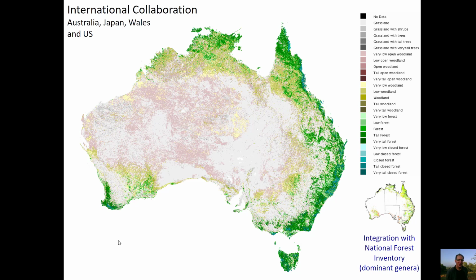It's not all about biomass though, and the nice thing is that we've got these products that are now interchangeable, and you can mash them up into different products. So what you can see here is a map of forest structure across Australia, and that's a result of the forest height that we've calculated as part of the biomass, but also about the cover, so we can have height and cover classes across Australia. And we're looking at how we can integrate that with the National Forest Inventory.